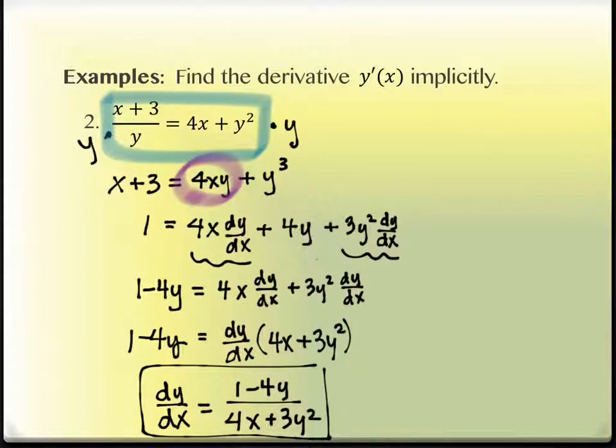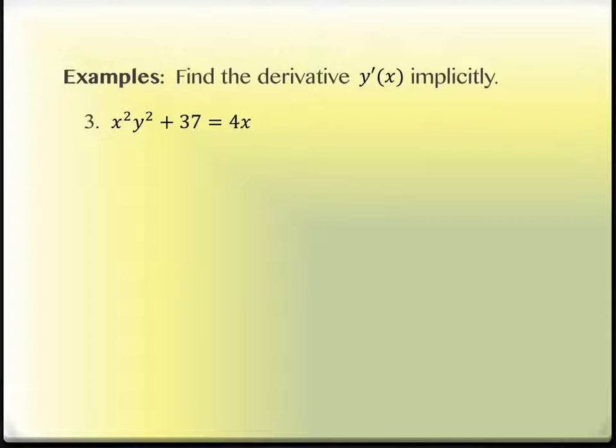Okay, ready to try another one? Same directions. We have x squared, y squared, which means we have a, what rule? Product, right? It's a product. I've got two variables and they're multiplied, so it's a product rule. The first one gets rewritten, x squared.